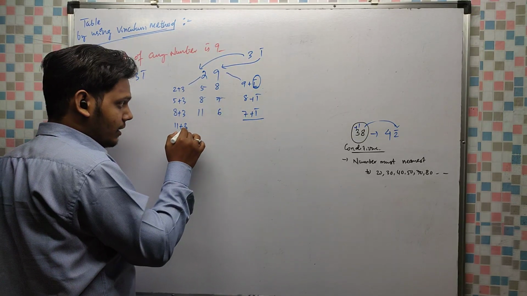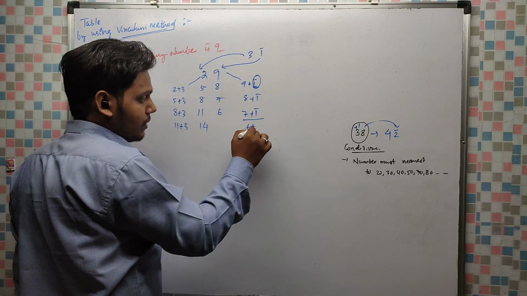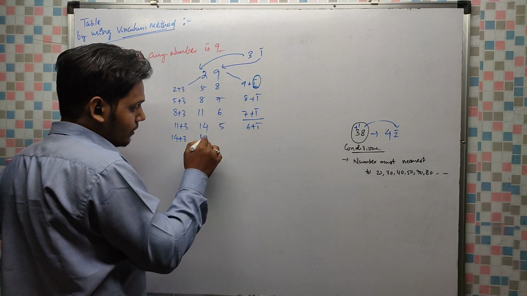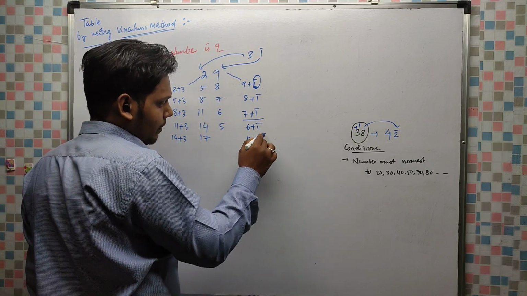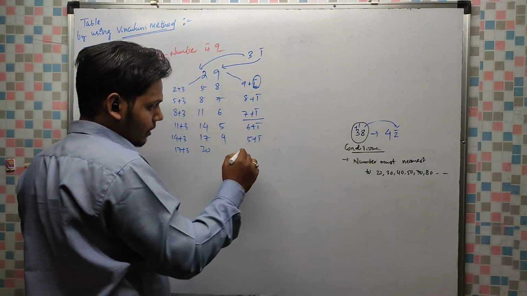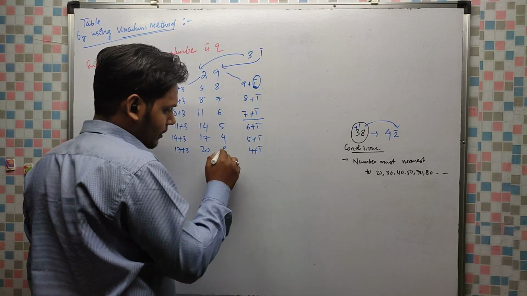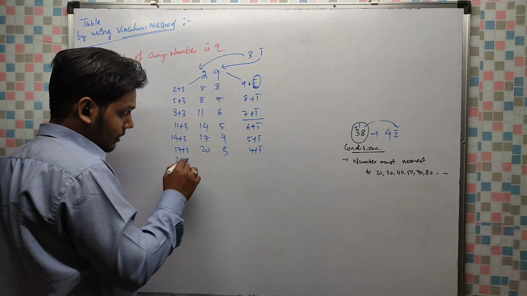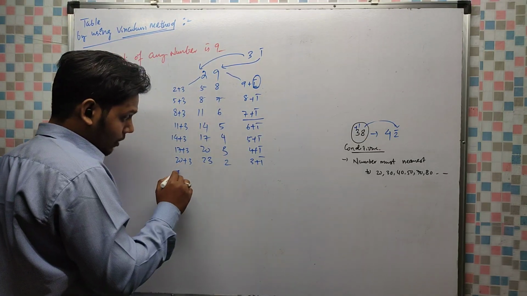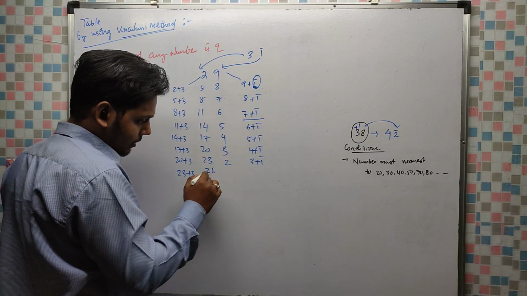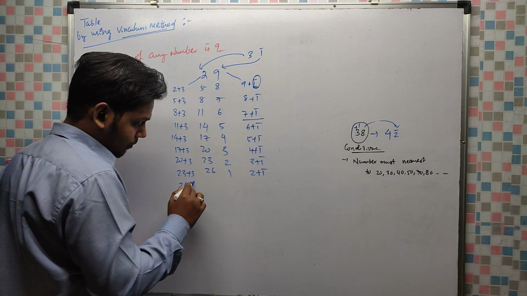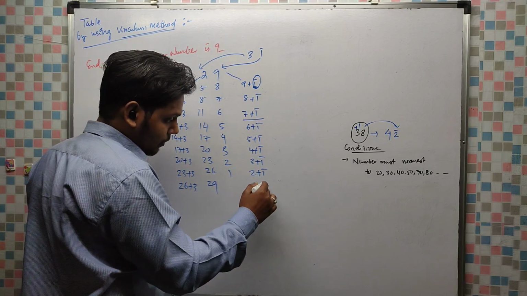Now 11 plus 3 is 14, then 6 plus 1 bar is 5. Now 14 plus 3 is 17, and 5 plus 1 bar is 4. Now 17 plus 3 is 20, then 4 plus 1 bar is 3. Now 20 plus 3 is 23, and 3 plus 1 bar is 2. Now 23 plus 3 is 26, and 2 plus 1 bar is 1. Now 26 plus 3 is 29, and 1 plus 1 bar is 0.